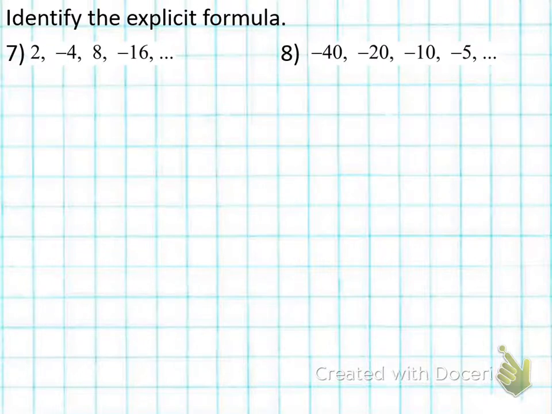Number 7, we have 2, -4, 8, -16. Turn to your neighbor and identify the common ratio. What's the common ratio here? Okay, what's the common ratio, everyone? -2, right? Okay, so start with writing a sub n. We're doing this one together. What's our first term? 2, right? So we're going to write 2 times our ratio of -2 to the n minus 1, okay?